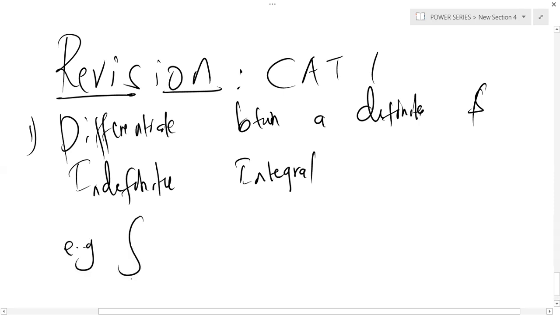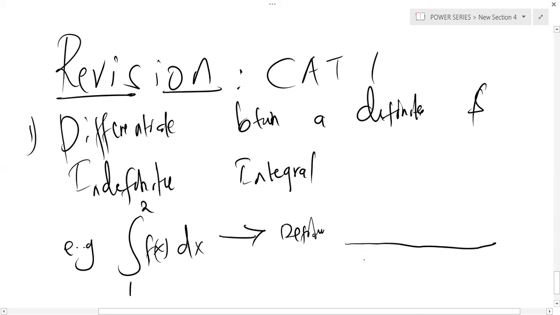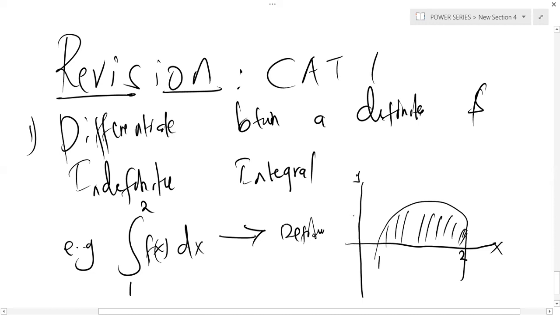have an integral from 1 to 2 of some function f of x dx, this is a definite integral. And if I am to represent it using a drawing, then if this is my x-axis, this is my y-axis, then let's say my function of x is a curve like this from 1 to 2. Then the definite integral represents this area.